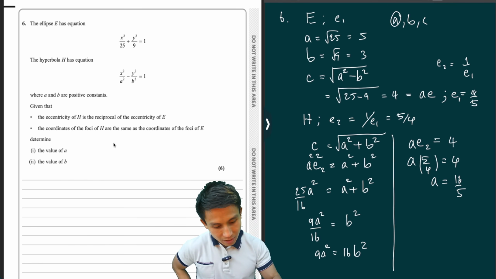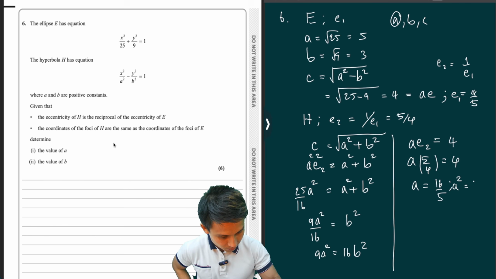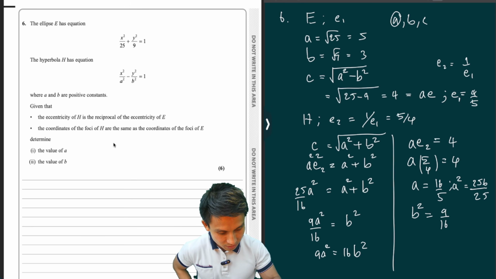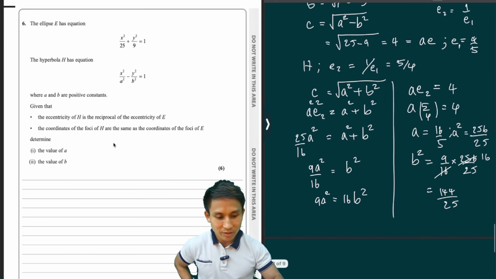Okay, and now we can find out B. So if A is 16 over 5, then we know A squared is going to be 256 over 25. So B squared will be 9 over 16 times 256 over 25. That's going to cancel 16, so that's going to be 144 over 25. We're going to solve for A and B.